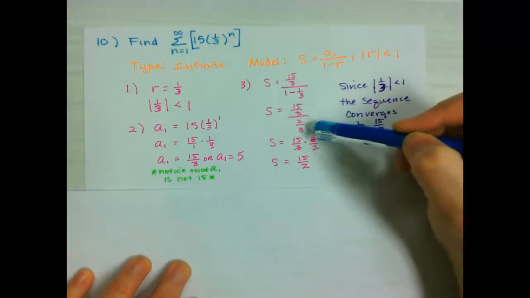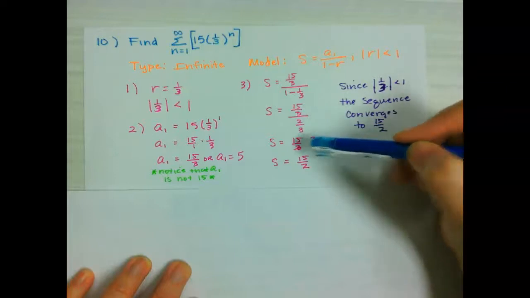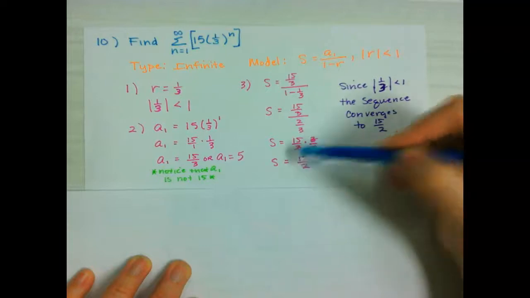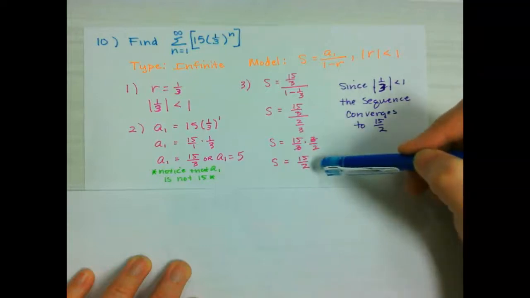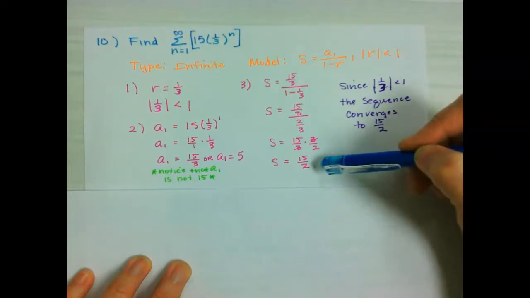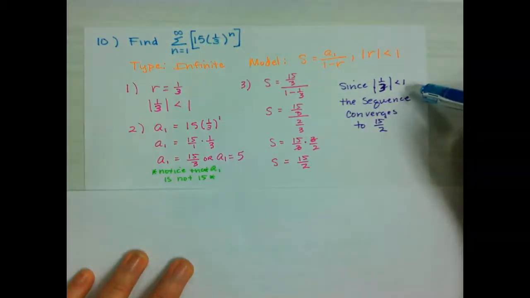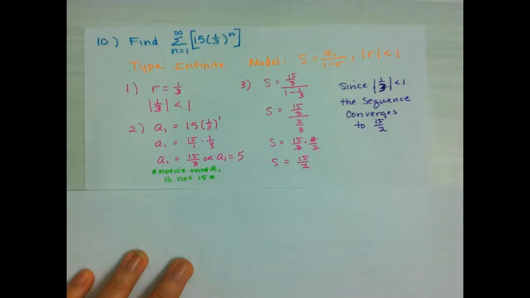When I'm dividing by a fraction, I multiply by the reciprocal. So I have 15/3 times 3/2. The 3's are going to go away, and that leaves me with a sum of 15/2. So that's what the value is when you make the summation, it's converging toward 15/2. Okay, so again, since the absolute value of 1/3 is less than 1, the sequence converges to the value of 15/2.